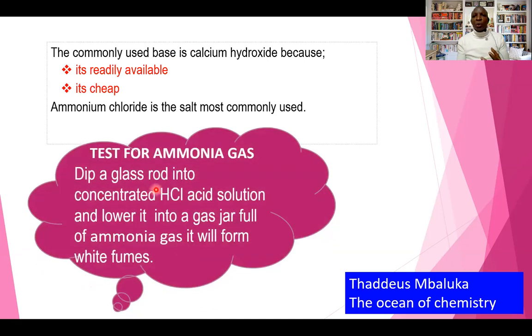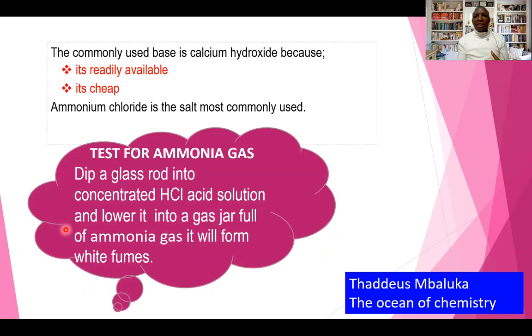So we need to look at the test for ammonia. How do you test for ammonia? You dip a glass rod into concentrated hydrochloric acid solution and lower it into a gas jar full of ammonia gas. It will form white fumes. You'll be able to see white fumes.